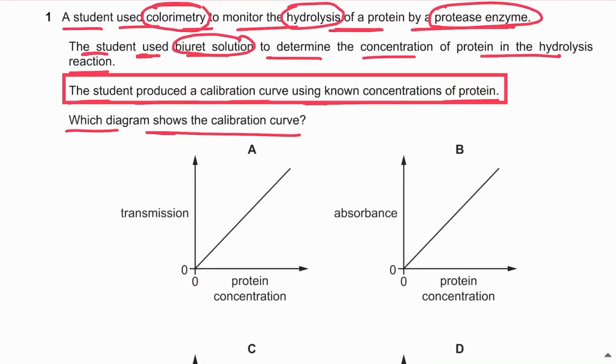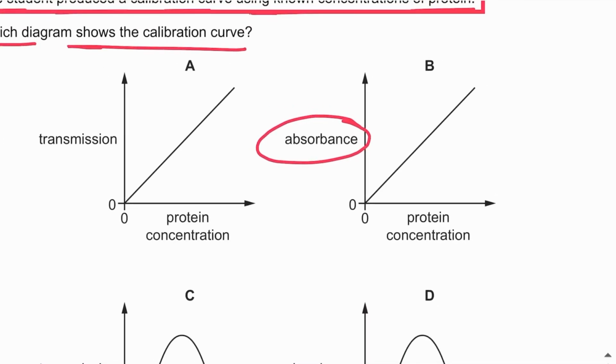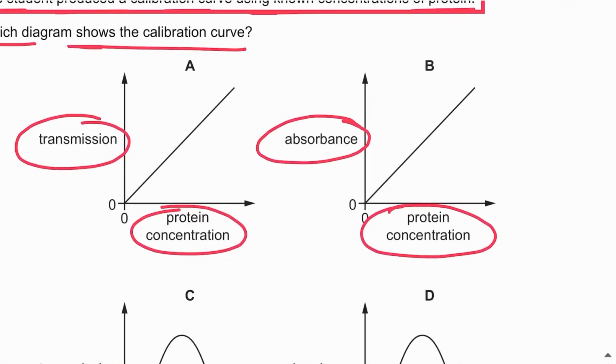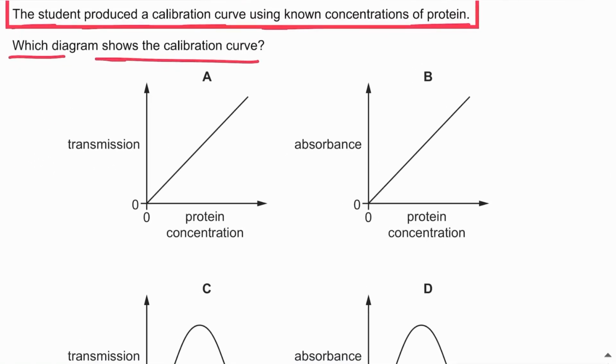Calibration curve is simply a curve which will give you an idea about the absorbance or transmission at different protein concentrations, right? So over here, the calibration curve is made by using different concentrations of proteins and checking for absorbance and transmission. So we need to select the correct calibration curve, and for that you need to understand what is meant by transmission and what is meant by absorbance, right?